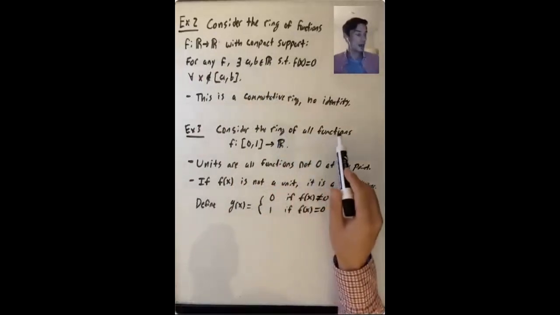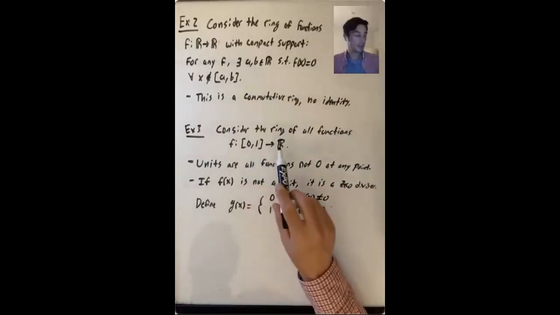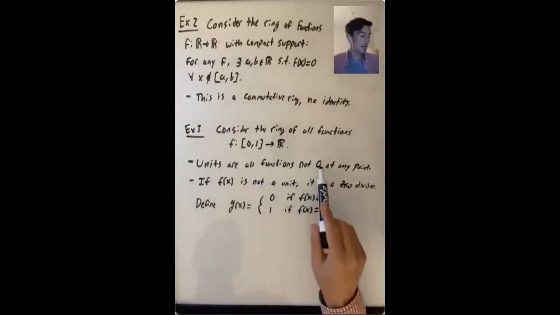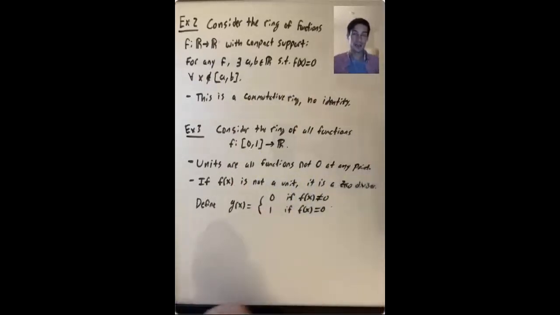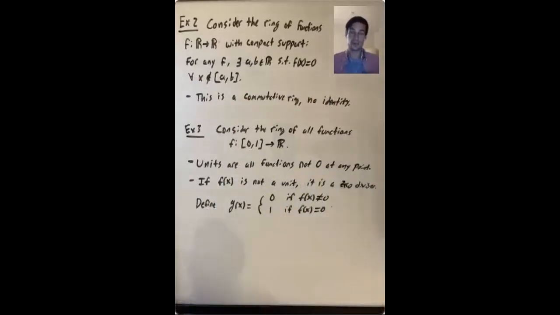So let me talk about one final example that builds on what we've seen already, which is the ring of all functions from the interval from 0 to 1 to R. What are the units? The units are all the functions that are not 0 at any point. So we saw in our discussion earlier that when we had a function that vanished at one single point, at x equals 1/2, that meant that it couldn't be a unit. So the units are exactly the functions that don't vanish at any point. And this is an interesting case.